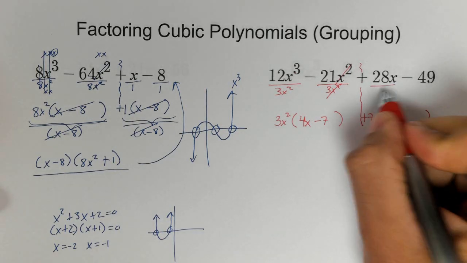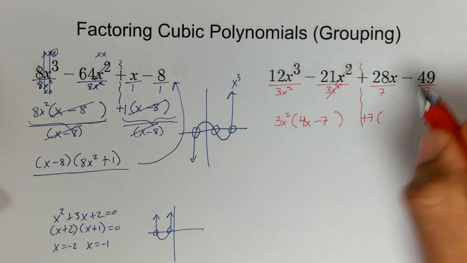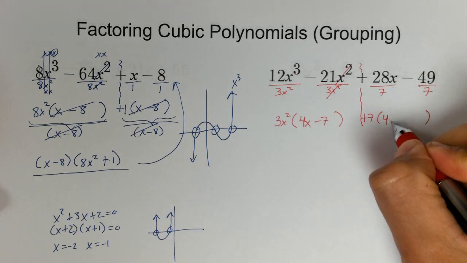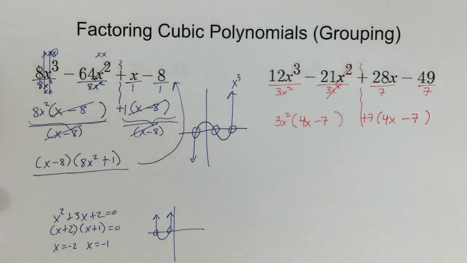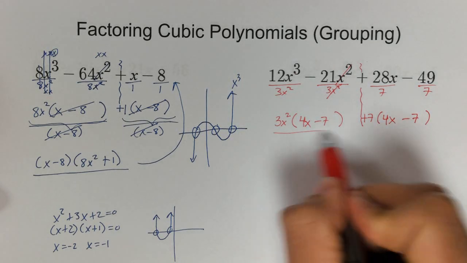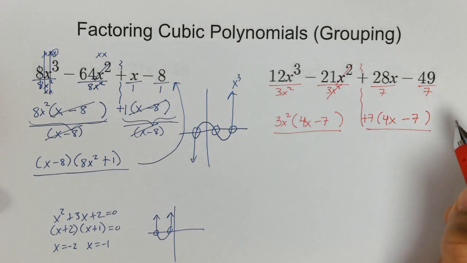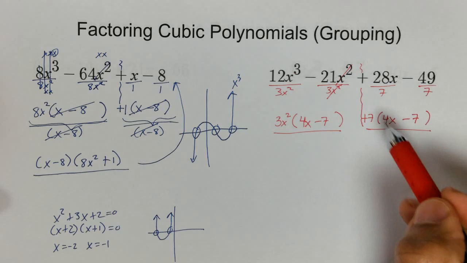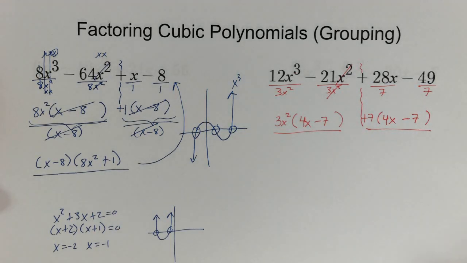If I divide both by 7, 28 divided by 7, I get 4, and then the x comes down. And then 49 divided by 7, it's just -7. Notice how I have a 4x minus 7 and a 4x minus 7. In this particular step, you will always find these parentheses to match. If they don't match, we have to go back and see if we divided by the right number.